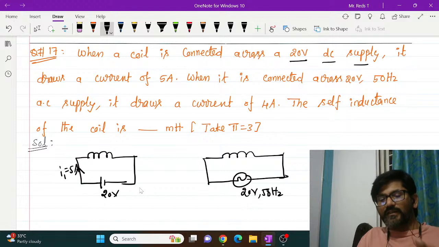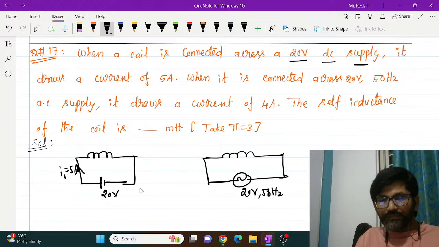For AC supply, frequency will be there. For DC, there will be no frequency. It is not variable, fixed one. So that is why frequency is not given for DC. So 20 volt, 50 hertz, AC supply. It draws a current of 4 ampere. Let us take it as I2 is equal to 4 ampere.